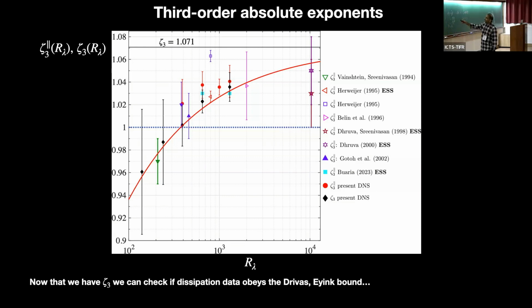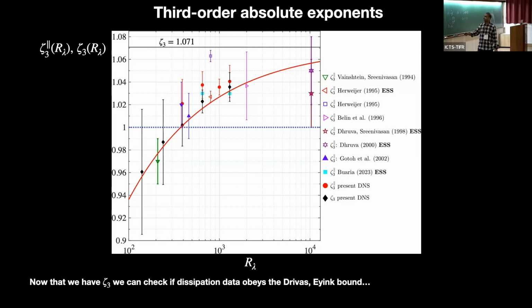And I'll point you to the highest Reynolds number that has been calculated. This is by Sreenivasan and Dhruva. This is at a Reynolds number of 10,000. And notice that here, the error bars are large. So there is considerable scatter in the data. And notice that this is the helium experiments by Bellin et al. Even the exponent is greater than 1, but again, there's considerable scatter.